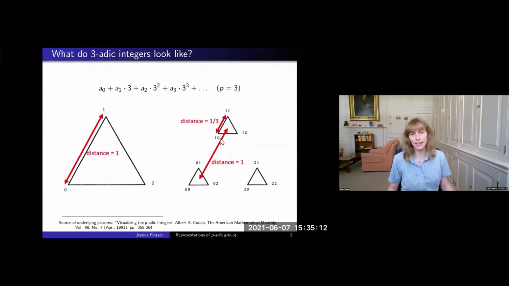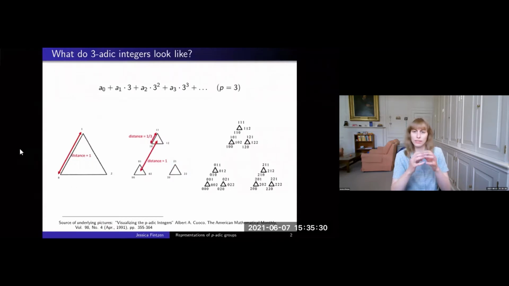So that means by adding the second digit, we get these smaller triangles. Inside each triangle, the distance between two members is 1/3, and each of these elements in the triangle has distance 1 to any member in this triangle. And now I think you can understand the pattern. If you keep going, you just add more and more smaller and smaller triangles. And so if you keep going, you get a fractal. So the p-adic integers, they are fractal. And that's somehow how to think of them. That's how they look like. So very different from the integers.